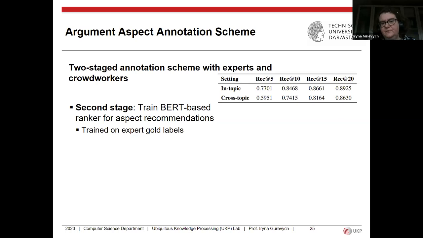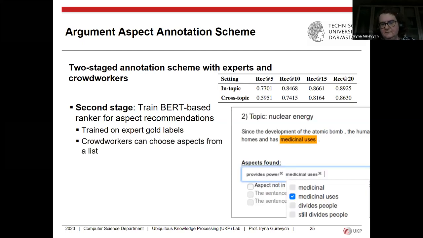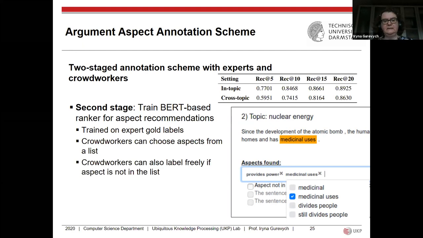In topic, it is 0.84 at recall of 10, and cross topic, it's 0.81 at recall of 15. So we set these thresholds to present the recommendations to the crowd workers, and the interface looks like this. Instead of performing a span labeling task, they select the relevant aspects from a list which the system presents to them. And if the aspect cannot be found in the list, we also allow them to label freely a new aspect.